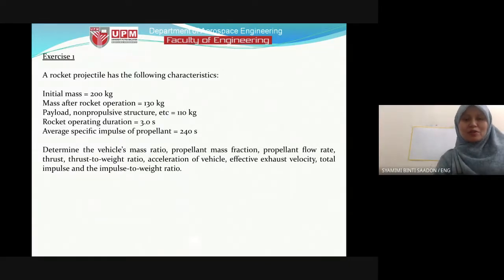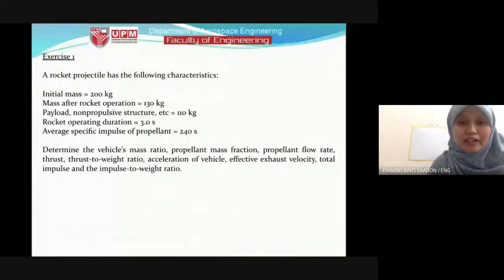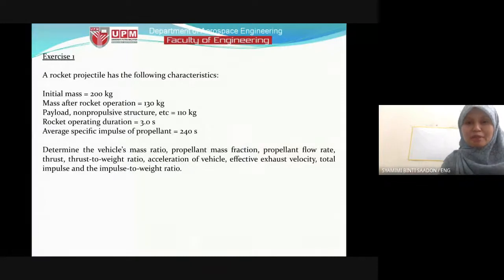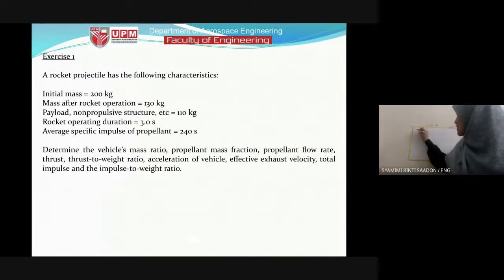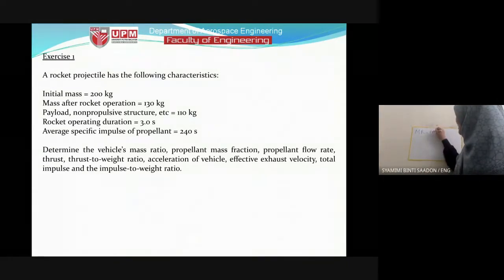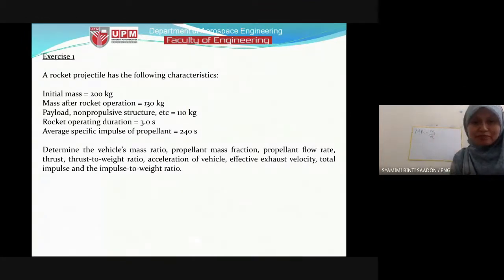Okay, so initial mass ratio. We want to calculate the vehicle's mass ratio, the rocket mass ratio. We write it as MR. The vehicle's mass ratio is the ratio of the final mass over the initial mass.